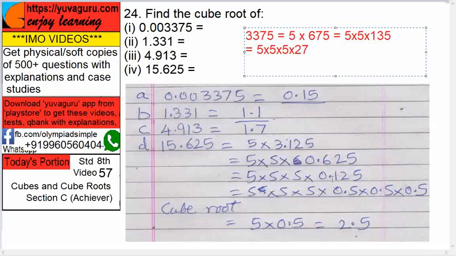But this 5 contains point and 3 places. So divide by 3, that is 1 place. So in the cube root it will be 1 place after the point. Okay. So 5 into 0.5, that is 2.5. So the cube root of 15.625 is 2.5.